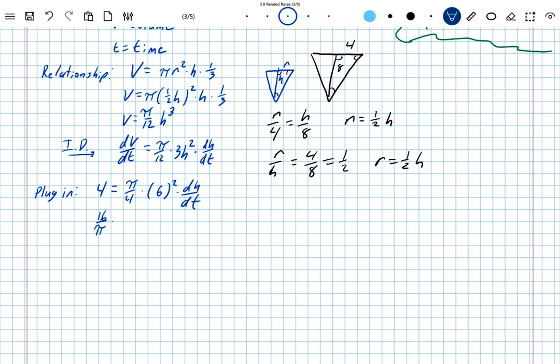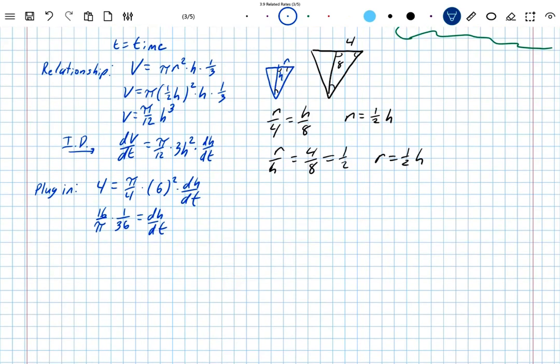And then divided by 36, that's that 6 squared, equals dh/dt. I guess I can clean that up a little bit. There's a 4 in each of those, so I would get 4 over 9 pi equals dh/dt. Beautiful. We'll leave it nice and exact like that.